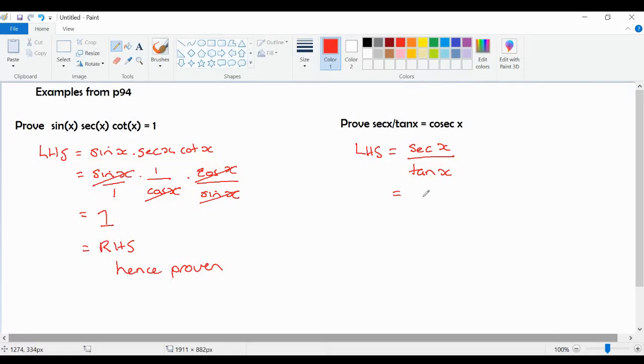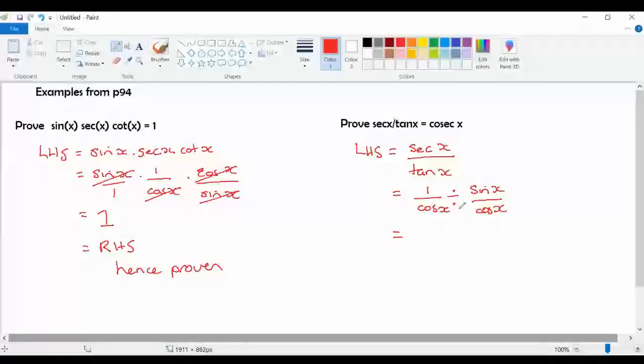Okay, we know that the sec and the tan can be written in terms of sines and cosines. So we're going to write the sec as 1 over the cosine, and we're going to divide by the tan, and the tan is sine of x over the cosine of x. And that's one of the trig identities you learnt the other day.